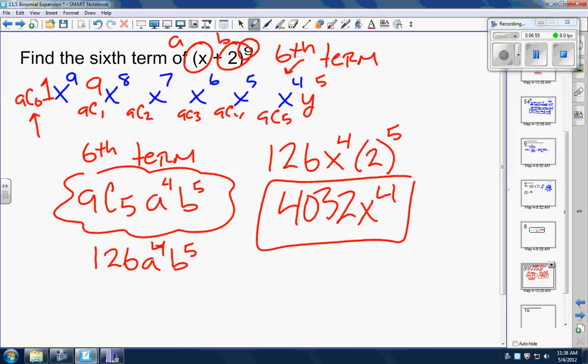So I'm not asking you to expand the entire thing. That's a lot of work. But just find individual little terms hidden within there. If you want to, find the 7th term, find the 5th term, and compare those.